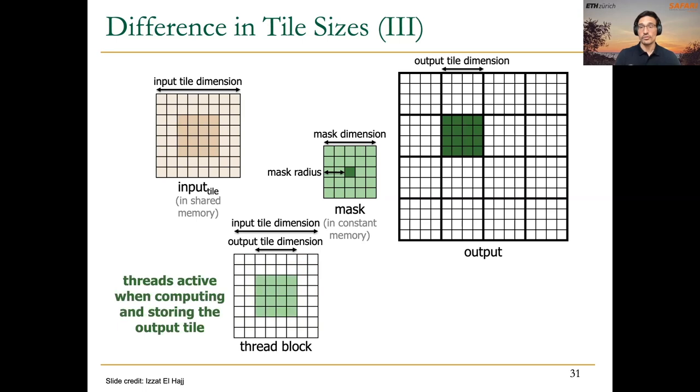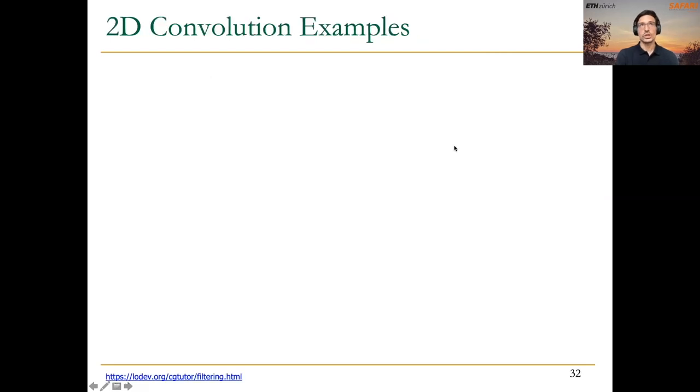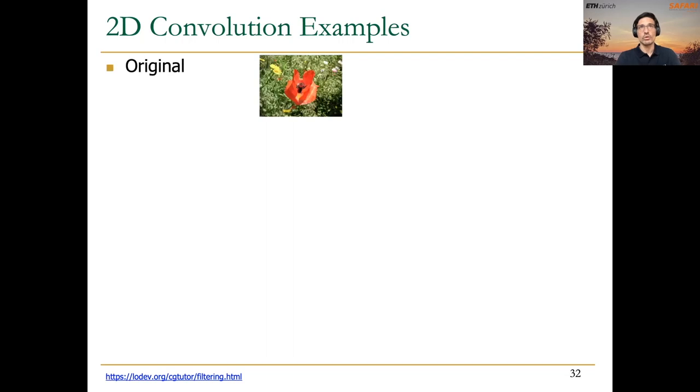And then after having completed this loading into shared memory, we synchronize and then we perform the actual computation. But for the actual computation, we only use those threads that are on top of the output tile. So in this example, we are only using 4 by 4 threads of the thread block to compute the output tile.